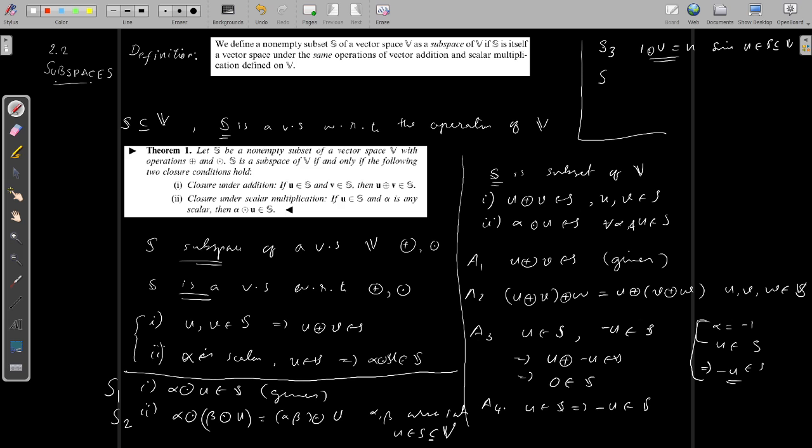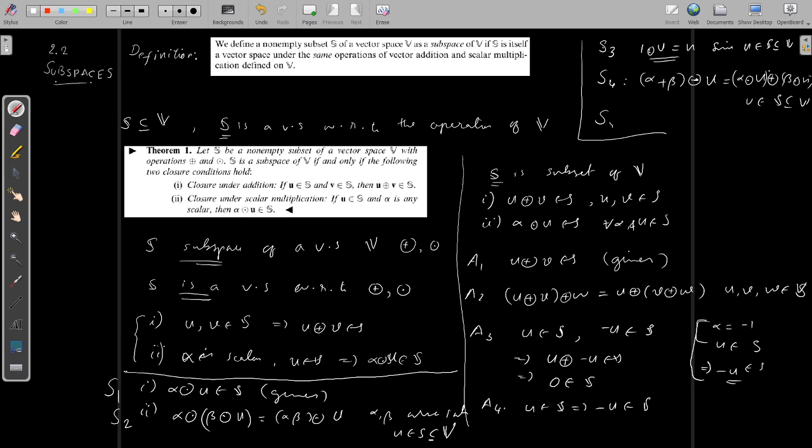Now we have S4. The fourth condition is the distributive property. We are not worried about this distributive property because these are all elements of S. Then we can easily write this as alpha times u plus alpha times v. Okay, sorry, beta times u, because this u is an element of S, that is a subset of V again. So all the associativity and distributive properties come from V, because this S is a subset of V.